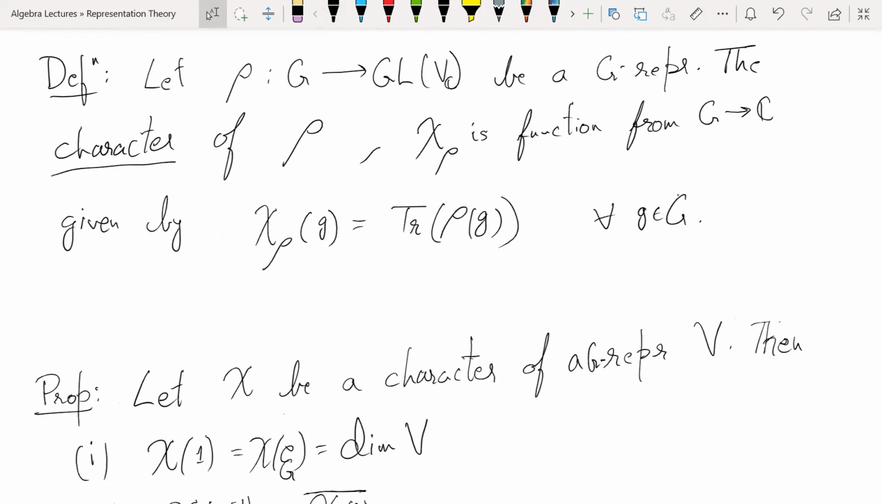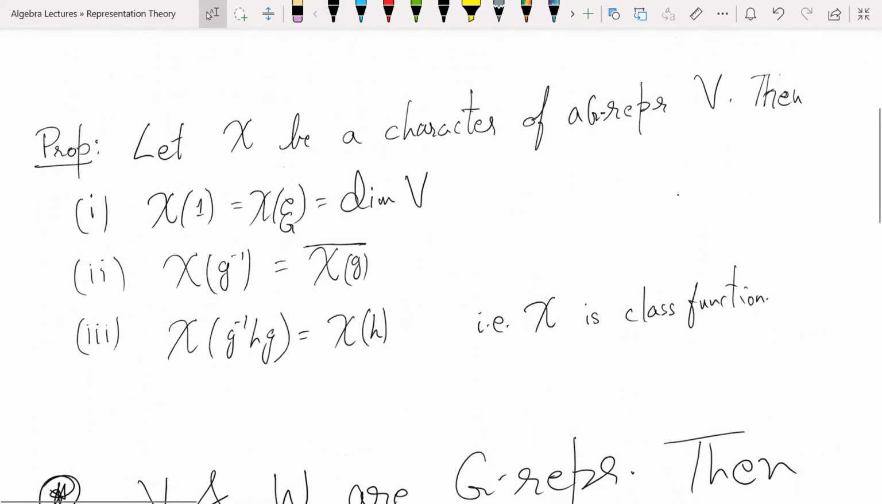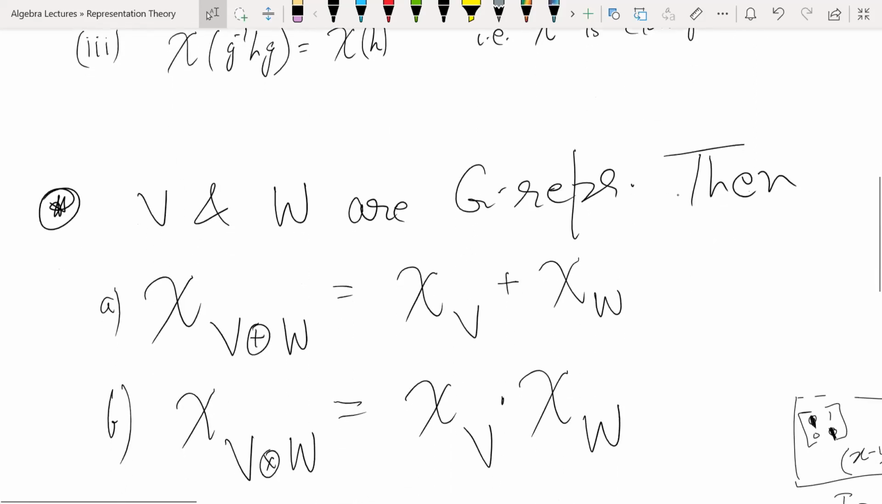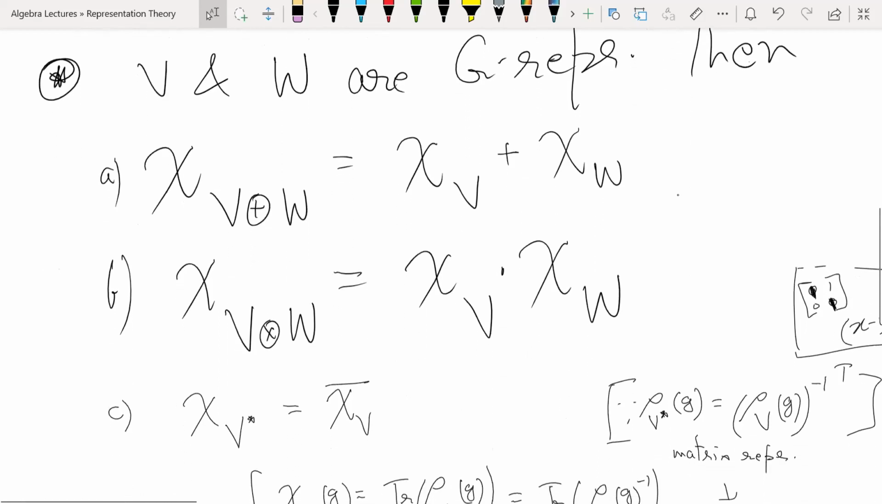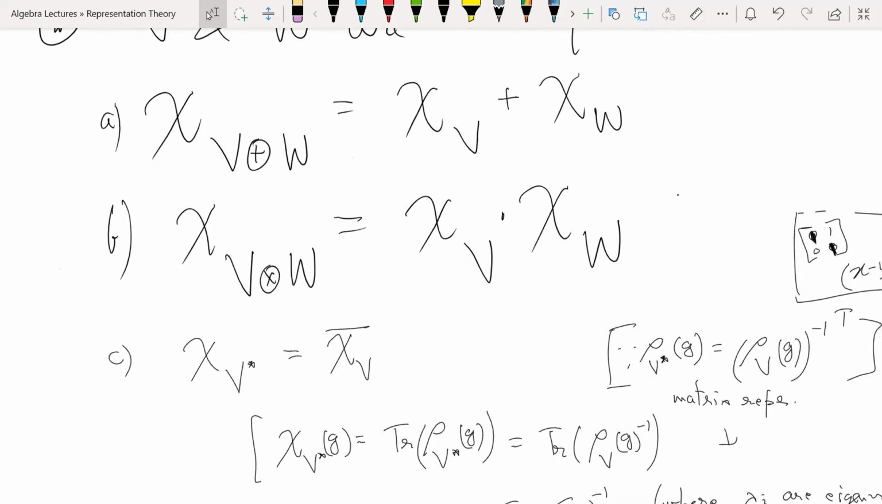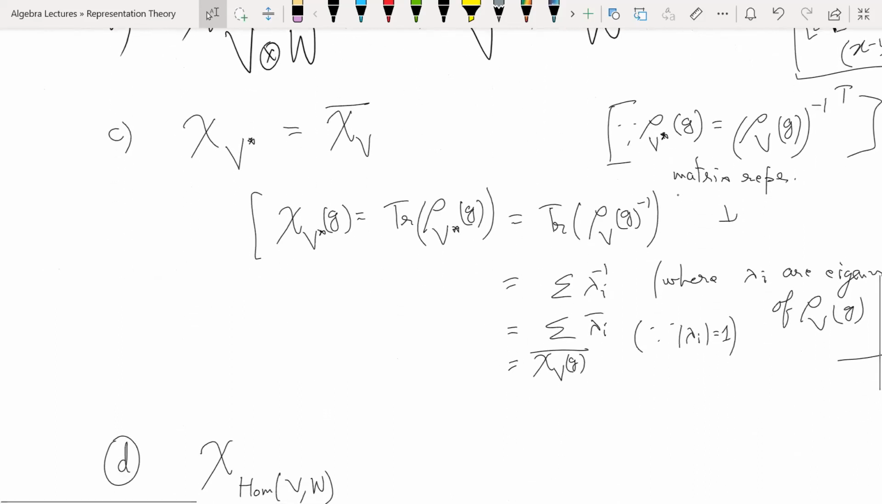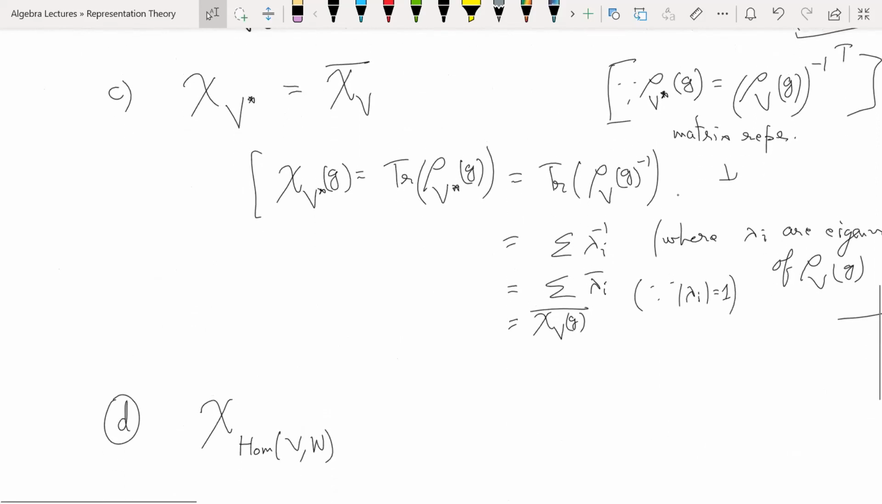So it is just the definition of character and then the proposition we proved. And then a few remarks which someone mentioned, maybe it was Soham, about these two. And then this dual we could have talked about yesterday itself, but it is here. So what is the character of the dual representation? Finally, what is the character of Hom(V,W) in terms of V and W? Any guesses?